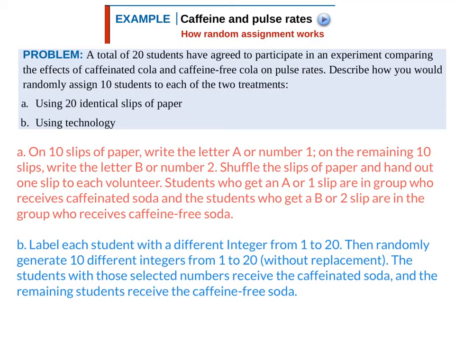You shuffle the slips, you hand them out, or you have the students pick from a hat, whatever you want to do. Students who get an A or a 1 or whatever that one symbol is are in the group who receives caffeinated soda. And the students who get the other symbol, or the B or a 2, are in the group who receives caffeine-free soda, or vice versa. With technology, much like using an SRS or a random number generator, you label each student with a different integer from 1 to 20, or some other 20 numbers. Then you randomly generate 10 different integers from 1 to 20 without replacement. And then those students selected get the caffeinated soda, and the rest get the caffeine-free soda.